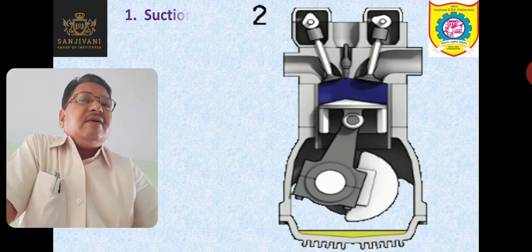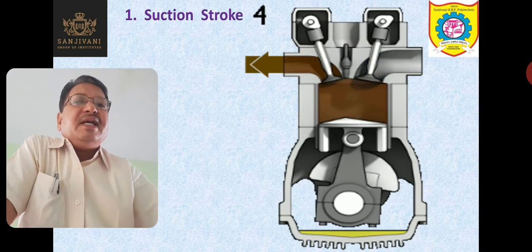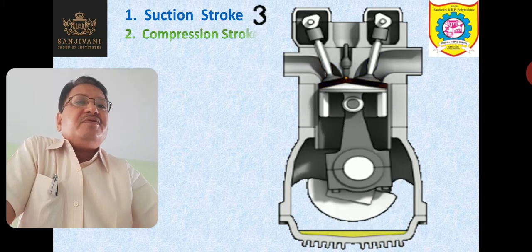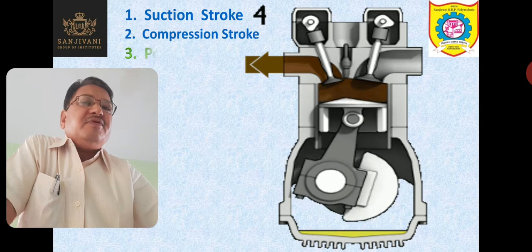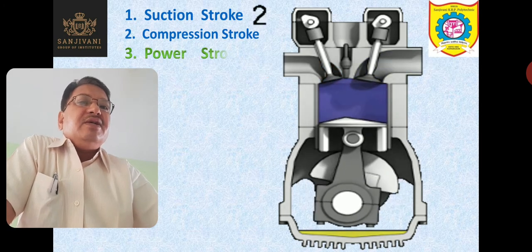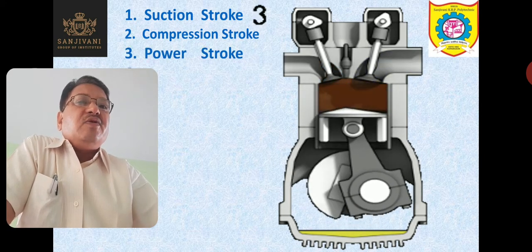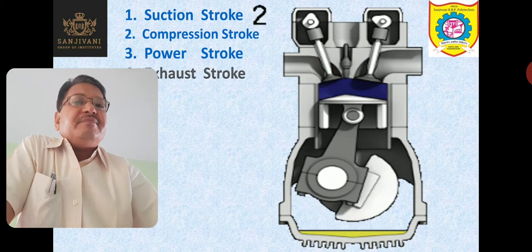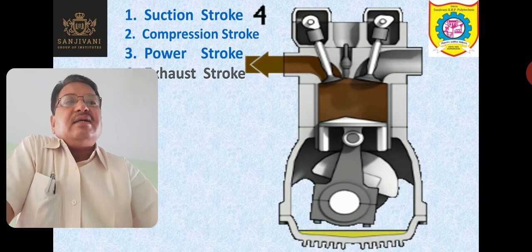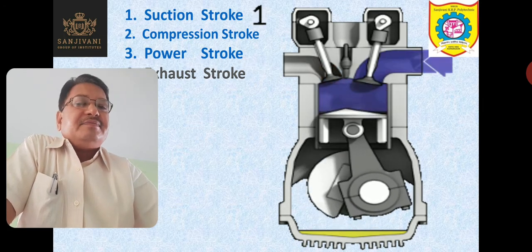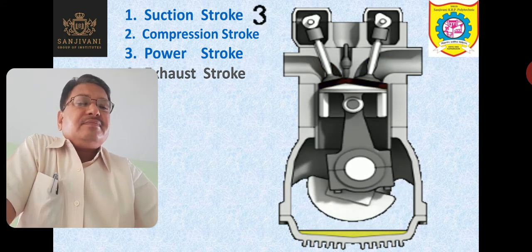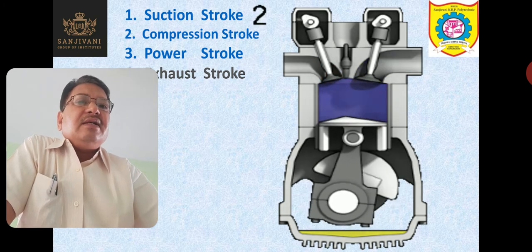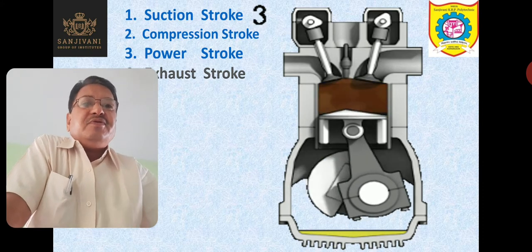Now again, with the help of this figure, we can study the working of the 4-stroke SI engine, the 4-stroke spark ignition engine. You can see that the spark is glowing, the spark is being produced every time in each cycle. And now we are going to study the working of this particular 4-stroke engine.